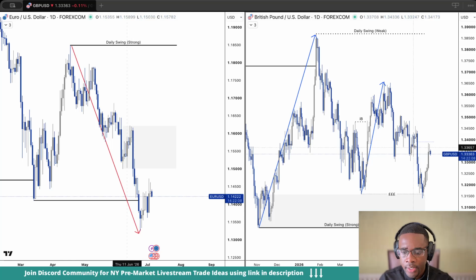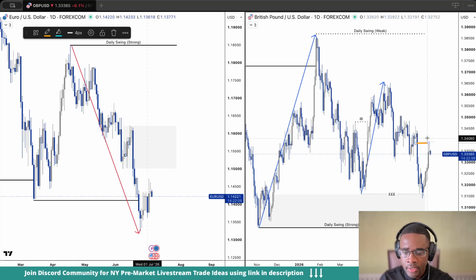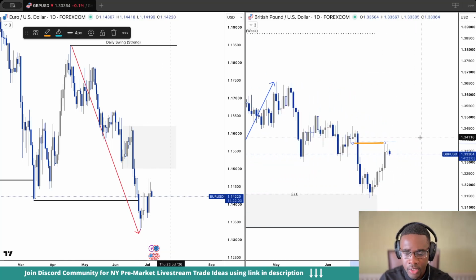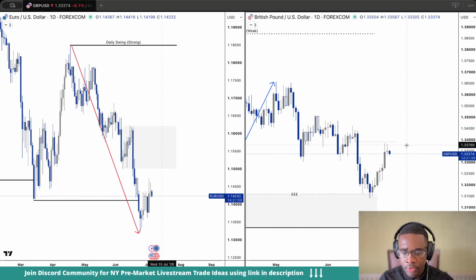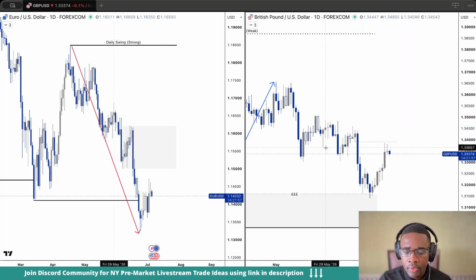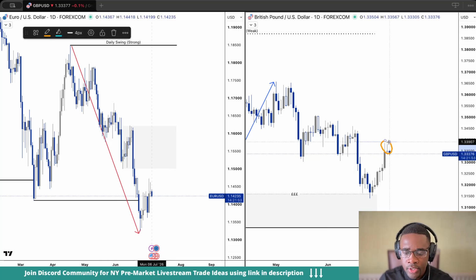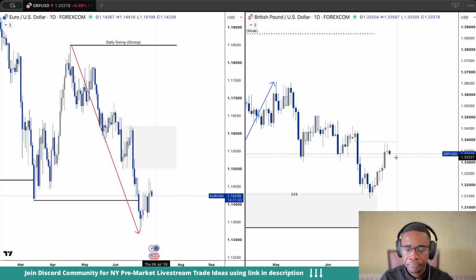I was anticipating that maybe price would actually mitigate this area in here, but we've just missed that area. However, we can also start to see reactions, a bit of a rejection and an indecision candle, and so far price is pushing to the downside.